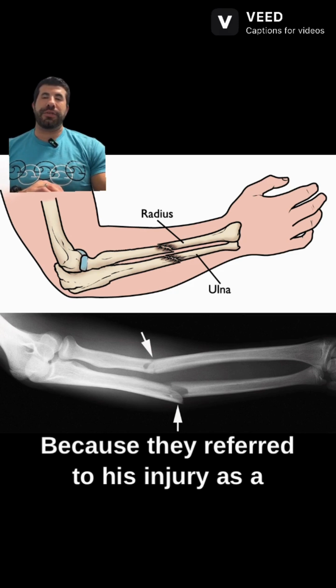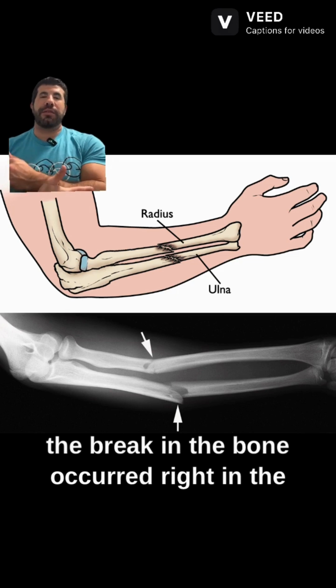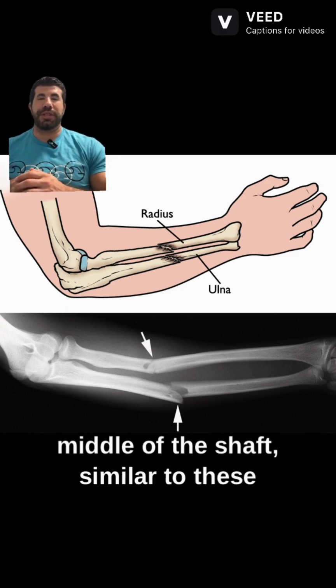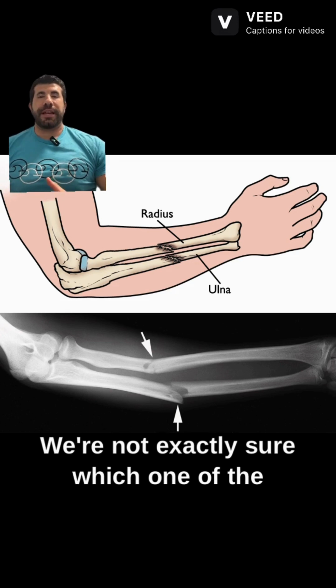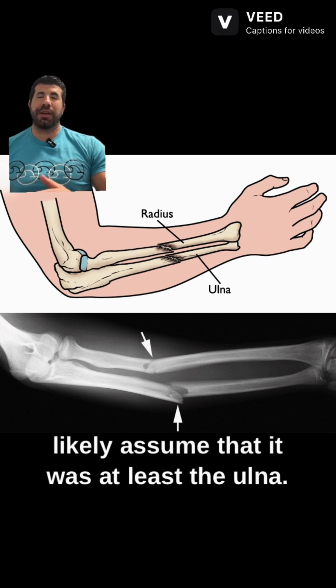Because they referred to his injury as a forearm fracture, we can likely assume that the fracture or the break in the bone occurred right in the middle of the shaft, similar to these diagrams here. We're not exactly sure which one of the forearm bones that Dallas Goedert broke, but again, we can likely assume that it was at least the ulna.